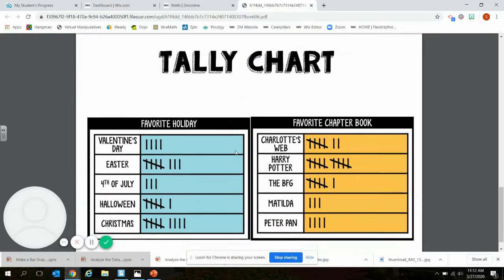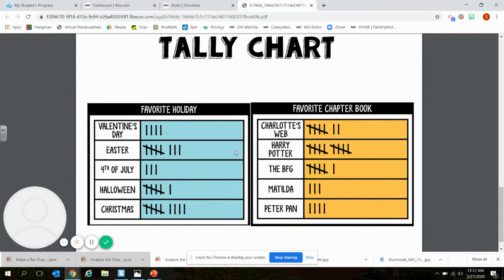And you'll also have some tally charts. The thing you need to remember about tally charts is that when you see these 4 lines with the line drawn through it, that means 5. Okay?